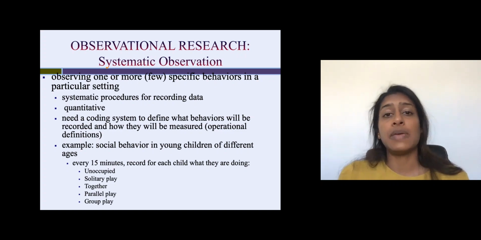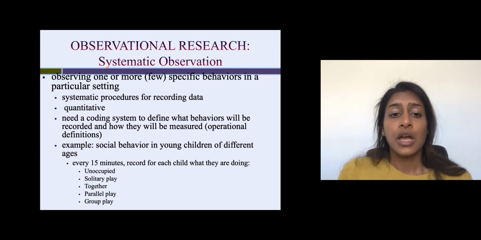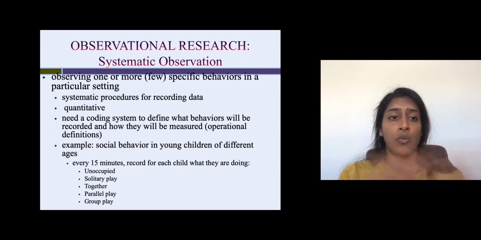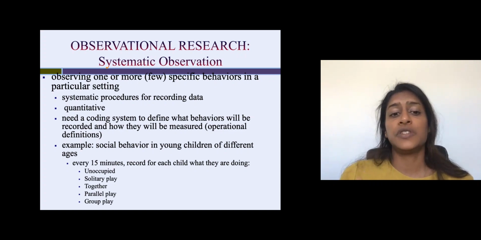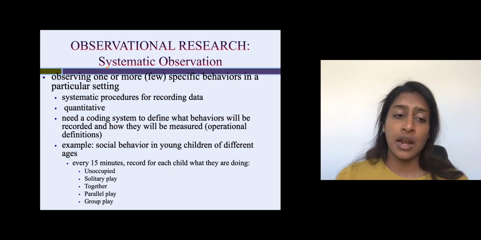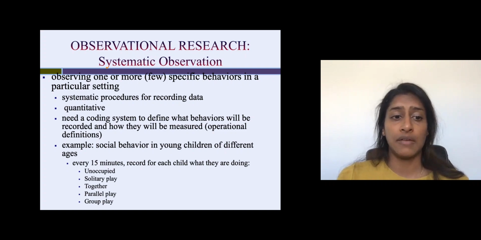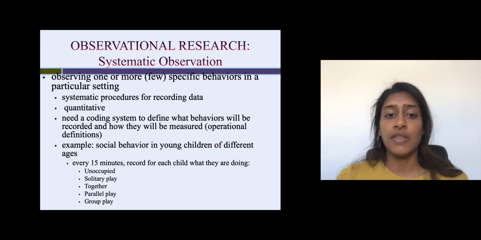So for example, maybe I want to observe social behavior in young children. I am watching children, and every 15 minutes, I record what type of behavior the child is engaging in, whether it's unoccupied, solitary, together play, parallel play, or group play, right? I have a stopwatch, and when my timer goes off, I then record what that child is doing, what behavior that child has engaged in during that 15-minute period.